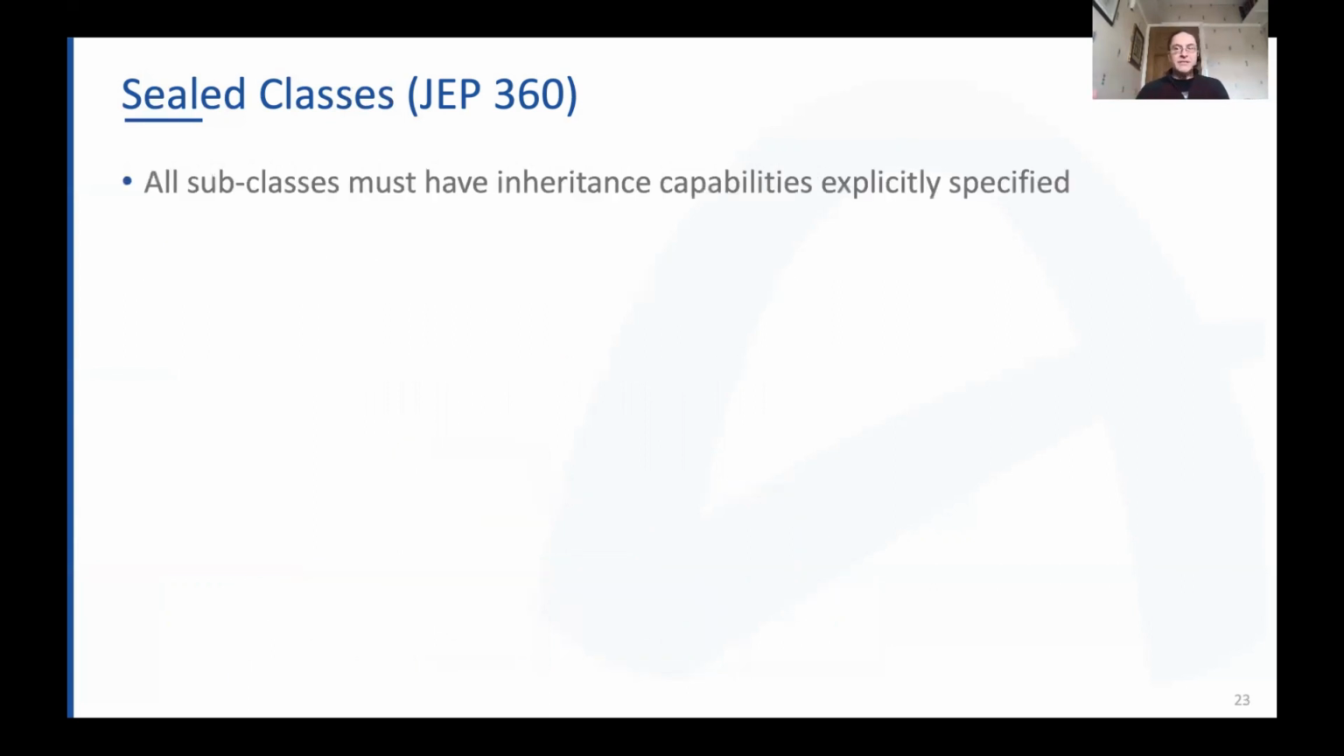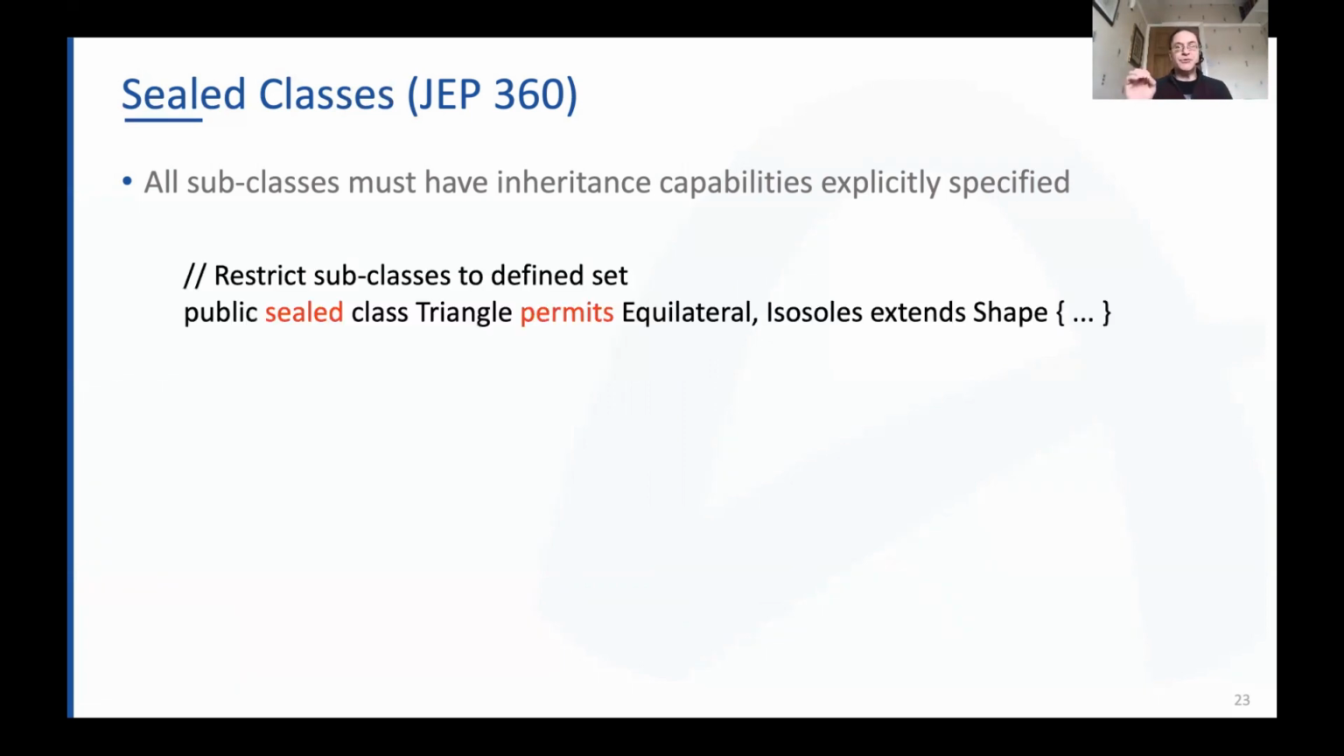Now, once we have a subclass, we then have to have a bit more information because we have to be explicit about the inheritance capabilities of each of those subclasses. Because obviously, if we've got a sealed class at the top, what does it mean in terms of those subclasses? And there are three separate things that we can do here. So the first is we could restrict the subclasses to a defined set. So we could actually continue that sealing with a permitted set of classes.